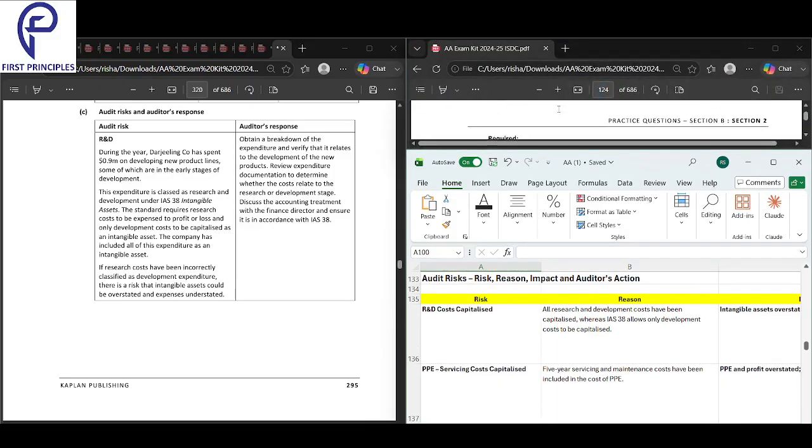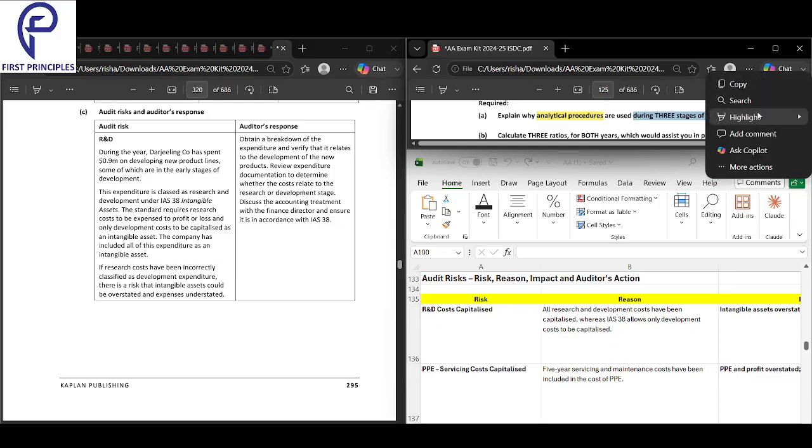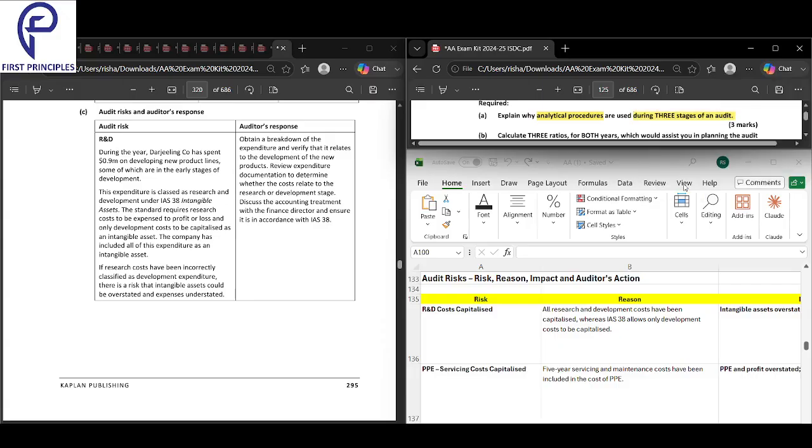When we look into this particular question of Darjeeling, the first question that they had asked us, which we have already solved, is: explain why analytical procedures are used during the three stages of an audit.